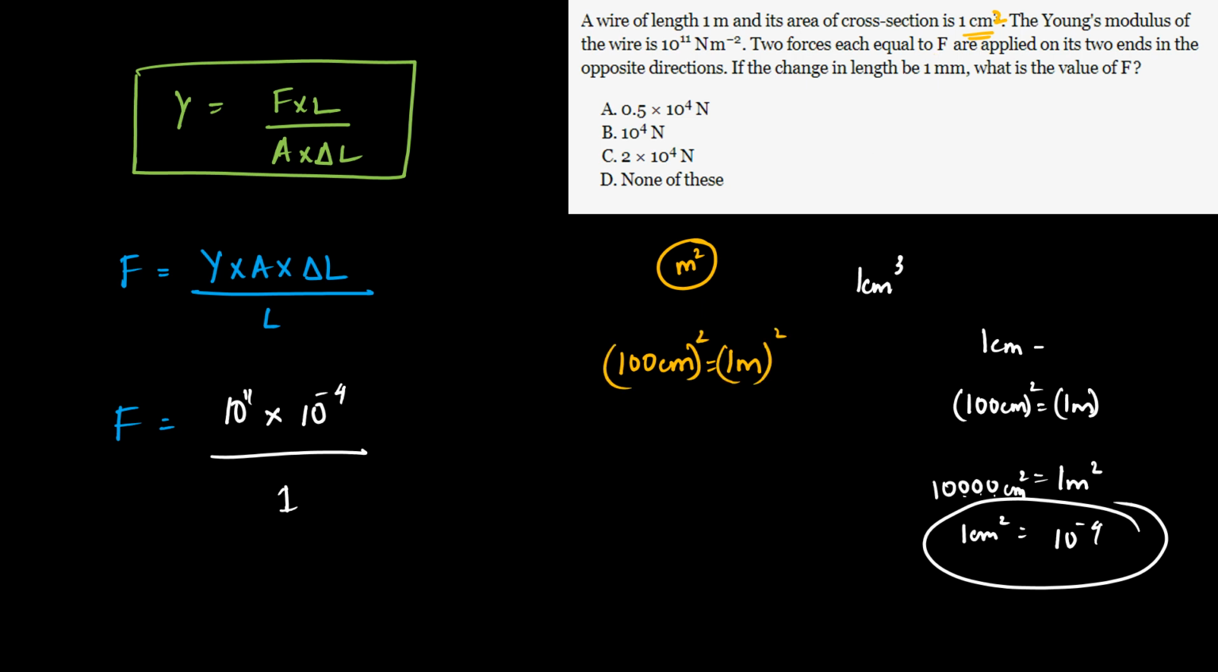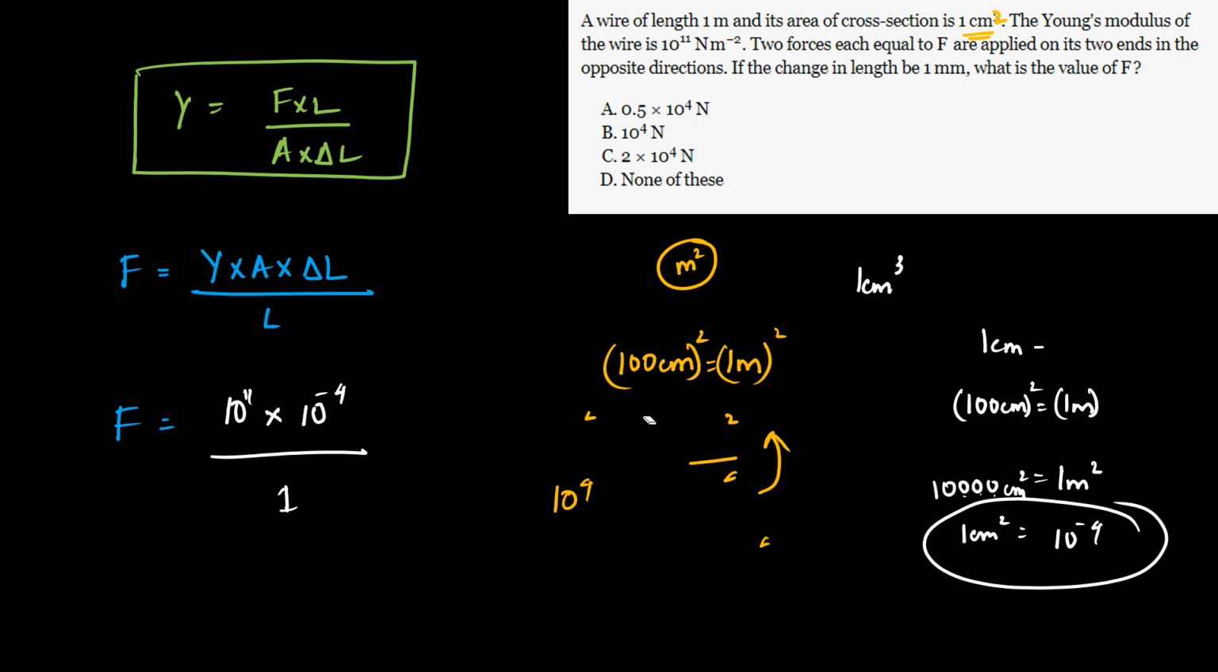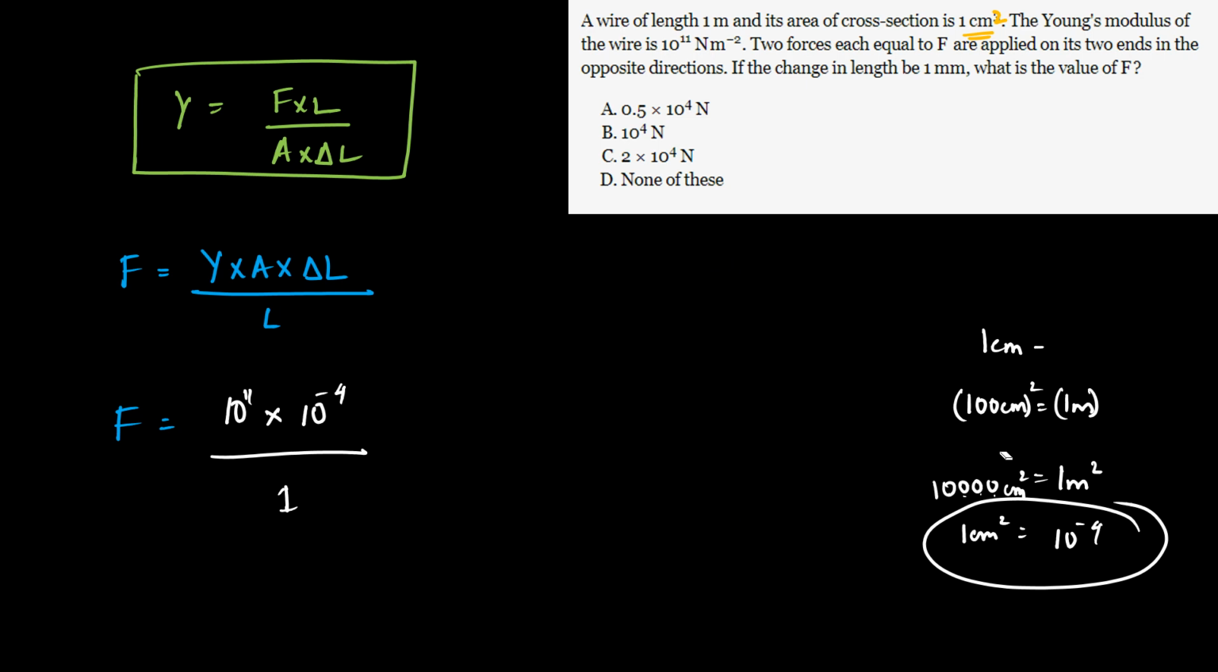So I will square both the sides. I should be getting 10 raised to the power of 4 centimeter squared is equal to 1 meter squared. I want 1 centimeter squared, so divide 10 raised to the power of 4 on either side. So 1 centimeter squared will be equal to, this will go on top, 10 raised to the power of negative 4. The same thing I have plugged in over here. Did you understand how? Yeah, converting centimeter square to meter square. I will leave this over here.